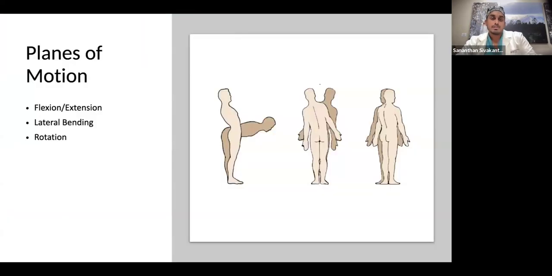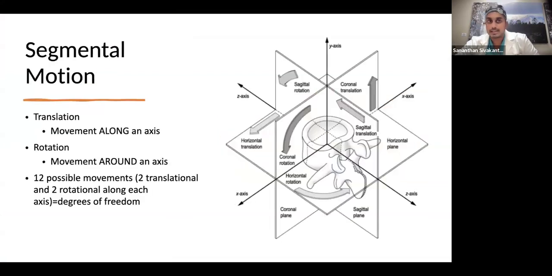When it comes to motion in the spine, there are different planes, and the primary planes of motion are flexion and extension, lateral bending, and rotation. But in addition to overall global planes of motion, there are also segmental planes of motion, and that could be translation, which is movement along an axis, rotation, which is movement around an axis, and the combination of the different axes results in 12 possible movements. So 2 translational and 2 rotational movements along each axis.